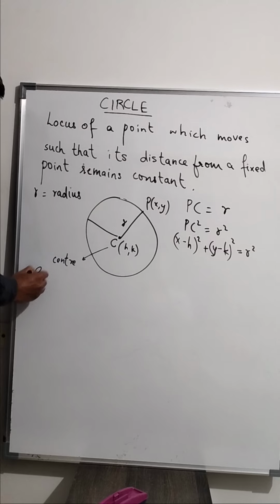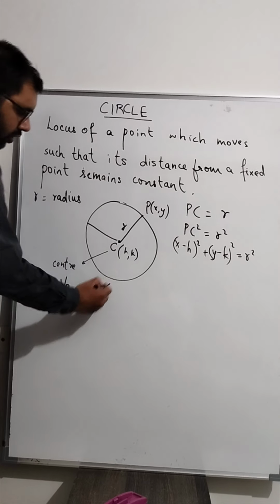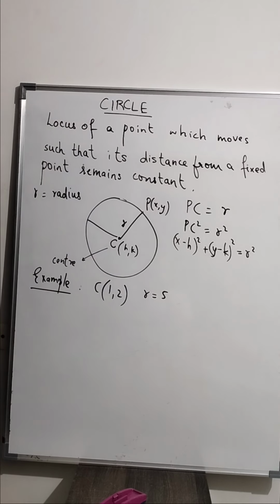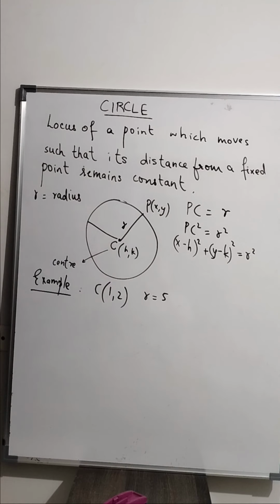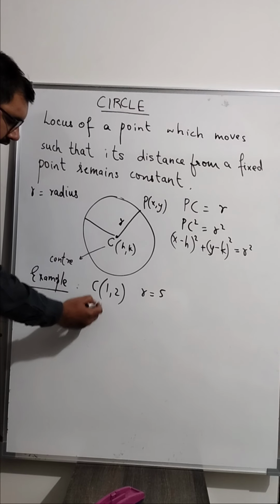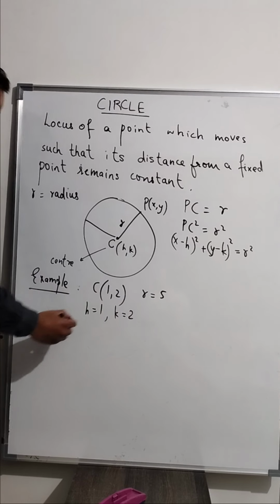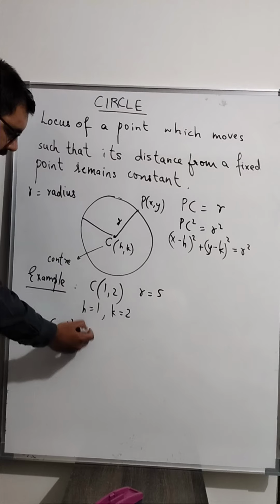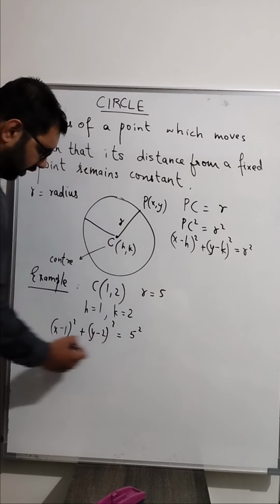Let's take an example on this. Suppose the coordinates of center is (1, 2) and radius equal to 5, and you are asked to find the equation of the circle. So here we can apply this form of equation to find the equation of the circle. So here h is equal to 1, x coordinate of center is h, y coordinate of center is 2, so k is equal to 2. So when we apply this formula, (x minus 1) whole square plus (y minus 2) whole square is equal to radius square, which means 5 square.